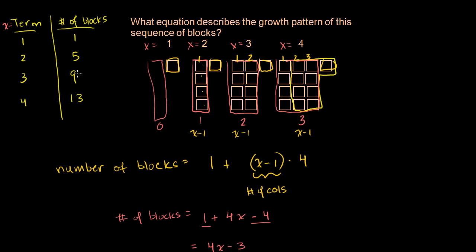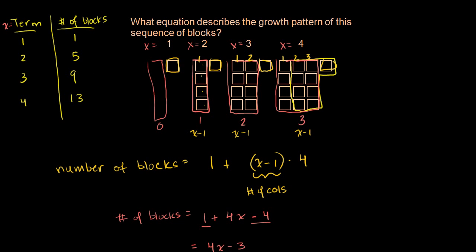Now, another way you could have done it is you could have just said, look, every time we're adding 4, this is a linear relationship. And you could essentially find the slope of the line that connects this, but assume that our line is only defined on integers. And that might be a little bit more complicated, but the way that you think about it is, every time we added a term, we added 4 blocks.